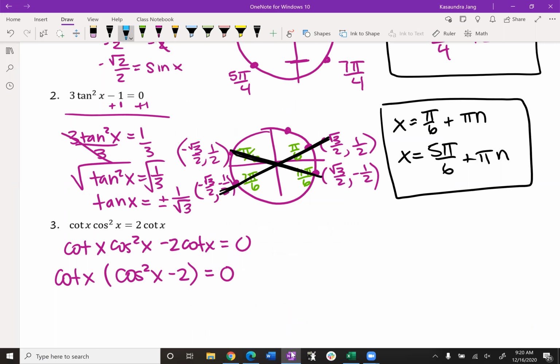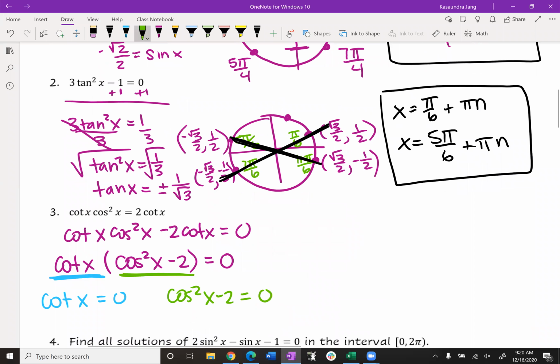Okay, so I'm going to take my first factor here, my cotangent of x. I'll put that equal to 0. And I'll take my next factor, cosine squared minus 2. I'll set that equal to 0.